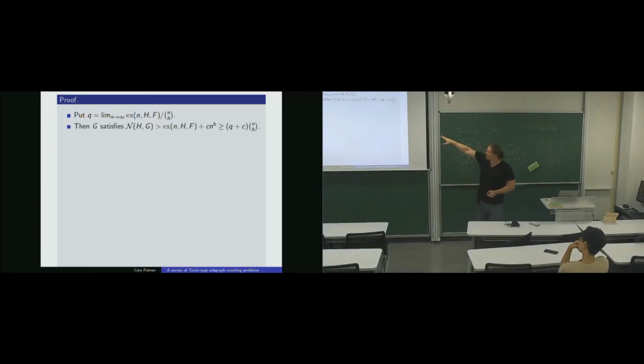So now we can rewrite the initial condition on the number of copies of H in the following form here. We just have Q plus C times n choose H, right? If you just rewrite it in that form, just take the limit there. Okay, so G satisfies that instead there.